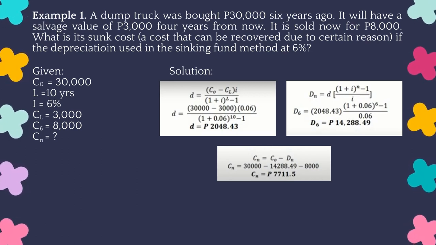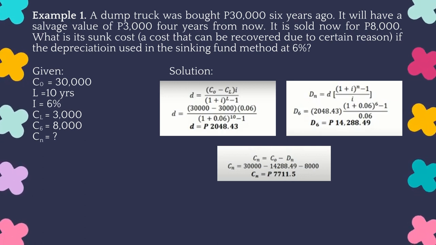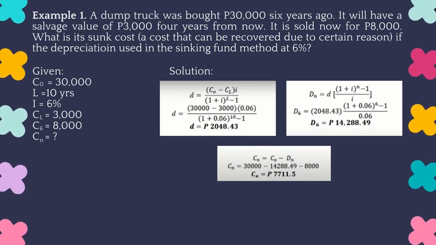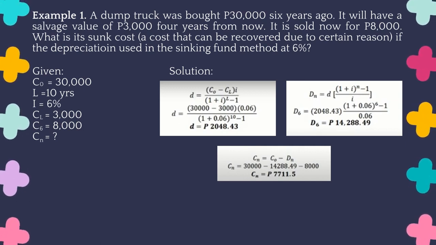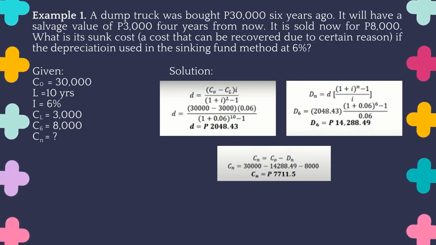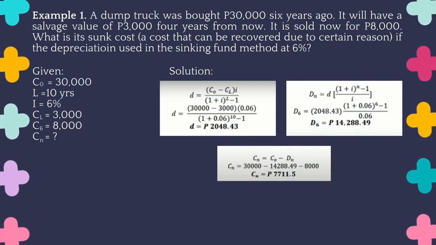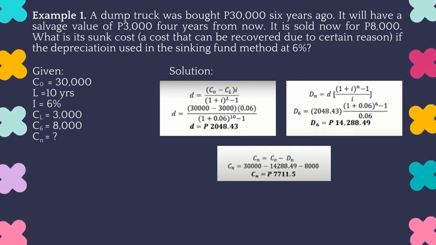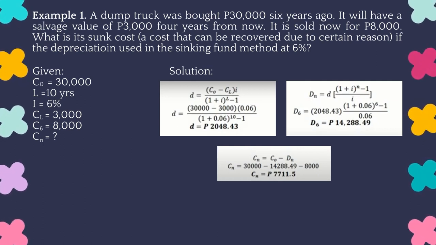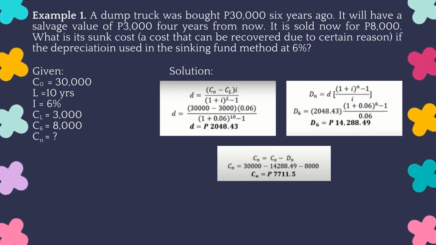And the last step is to use the formula C sub N is equal to C sub O minus D sub N. So just plug in 30,000 minus 14,288 pesos 0.49, but we also have to include the C sub 6 here, which is the 8,000. So we're going to subtract it from the value, and the result will be 7,711.5. So that's it for example number 1.